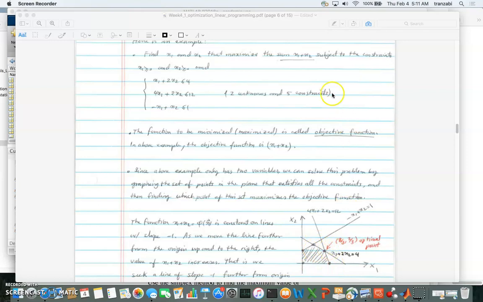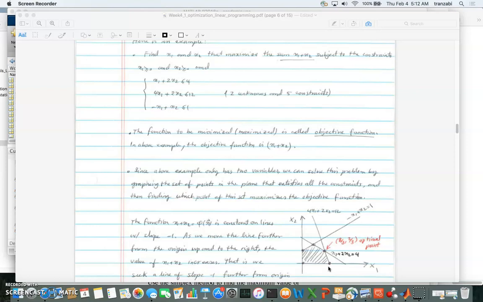So back to the problem, I want to maximize the sum x1 plus x2, and I know that x1 and x2 should be somewhere within this polygon or on the border. Okay? So from this point on, we're going to accept the first theorem in linear programming.